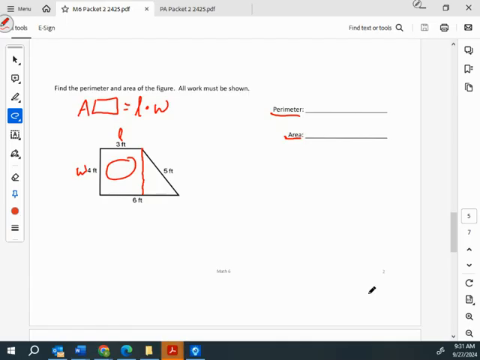If the top part of the rectangle is 3 feet, how much is my bottom part of the rectangle? James? 3 feet. If it's 6 feet altogether, how much is the bottom of my triangle? Kylie? 3 feet. Because 3 feet plus 3 feet equals that 6 feet total. How much is the height of my triangle? Emma? 4 feet. It's the same as the opposite side. So my height is 4 feet. Let me write it on this side.